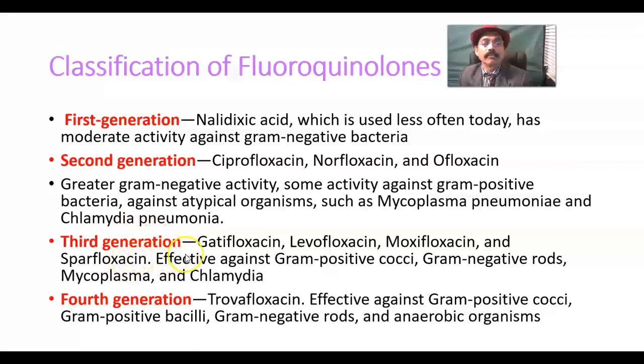Third generation fluoroquinolones: gatifloxacin, levofloxacin, moxifloxacin, and sparfloxacin. Effective against gram-positive cocci, gram-negative rods, Mycoplasma, and Chlamydia. Fourth generation fluoroquinolone includes trovafloxacin, effective against gram-positive cocci, gram-positive bacilli, gram-negative rods, and anaerobic organisms.